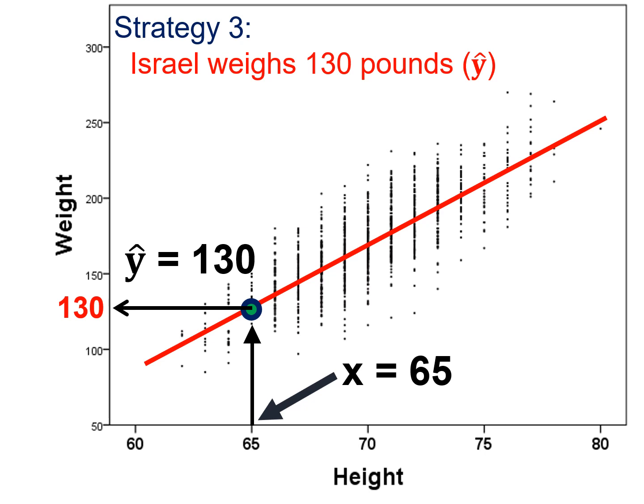Again, this is just an estimate. The scatter plot shows that some men who are 65 inches tall weigh only 100 pounds, and maybe Israel's one of those men. But 130 is our best guess, and the number that's most likely to be close to his true weight.